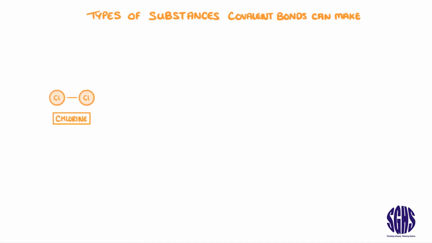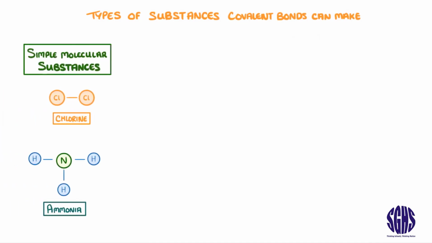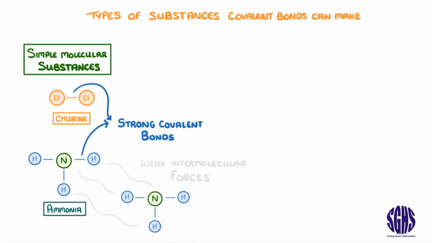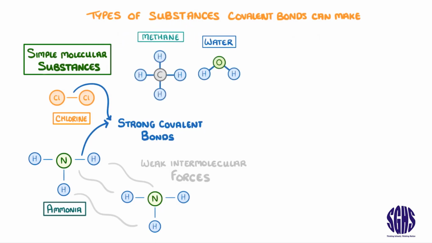The last thing we need to cover is the types of substances that covalent bonds can make. The examples we've seen so far, like chlorine and ammonia, are called simple molecular substances, which are small molecules in which the atoms in the molecule are joined by strong covalent bonds. But between the individual molecules, there are only weak intermolecular forces, which are easily broken. Other simple molecular substances worth knowing are water, which is H2O, and methane, which is CH4.